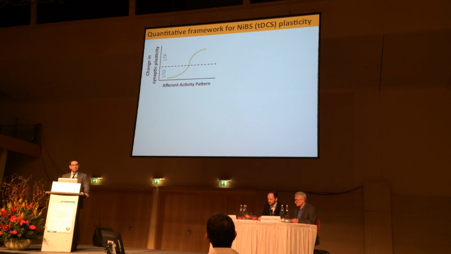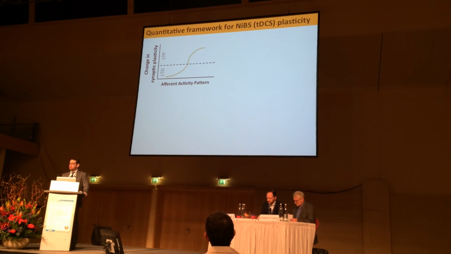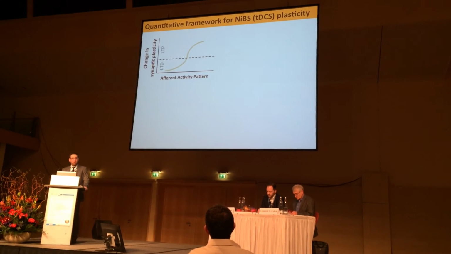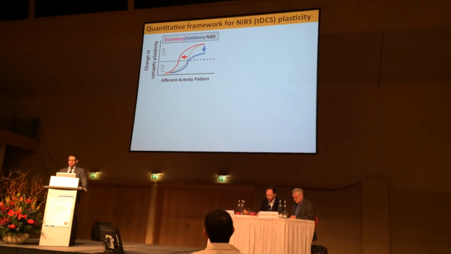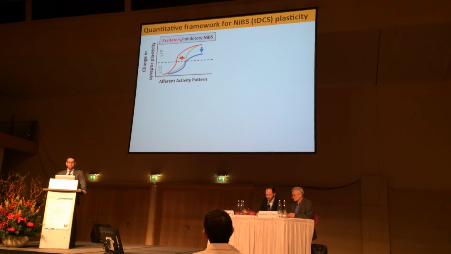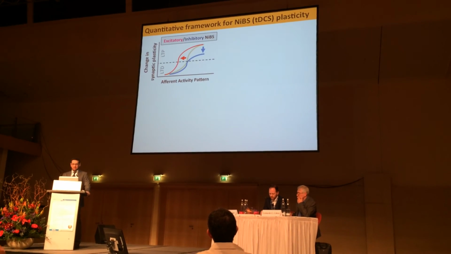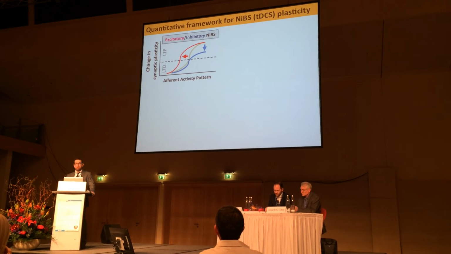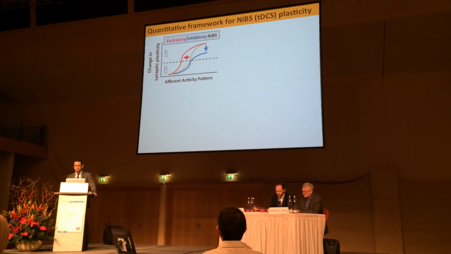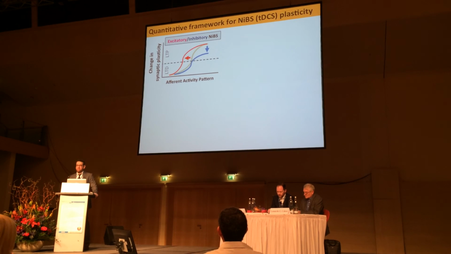When you have less activity, you might have LTD. And certainly you can think of stimulation as moving you along the x-axis. But alternatively, you can think of neuromodulation as changing the actual map from activity to plasticity. So for example, in the excitatory case, you might have an activity pattern that previously did not lead to excitatory plasticity, but now it does.